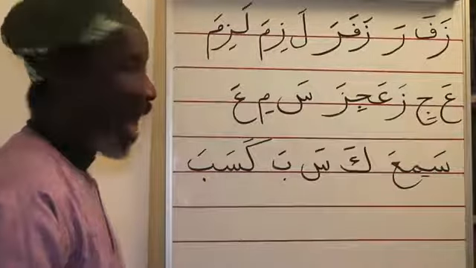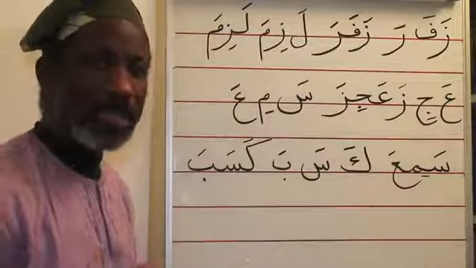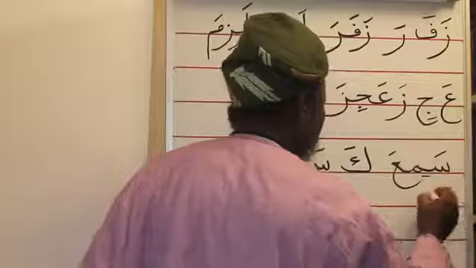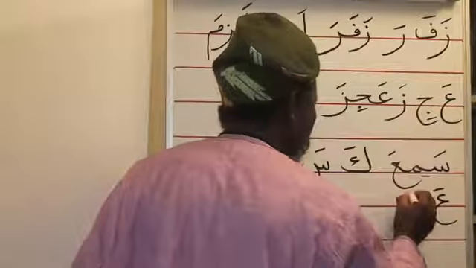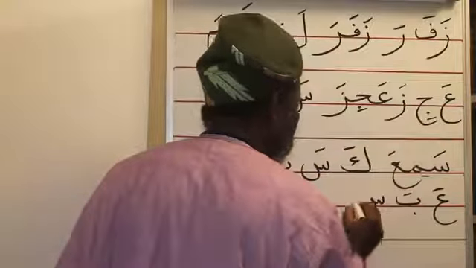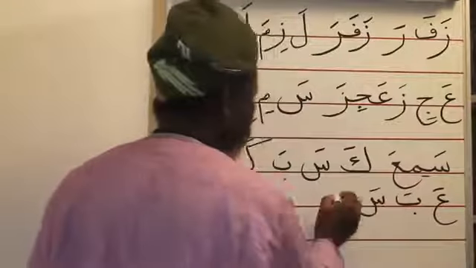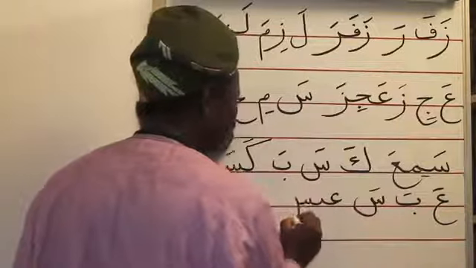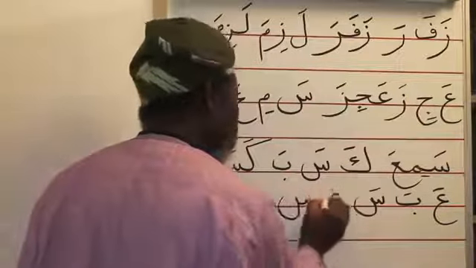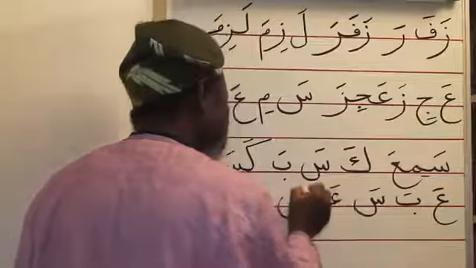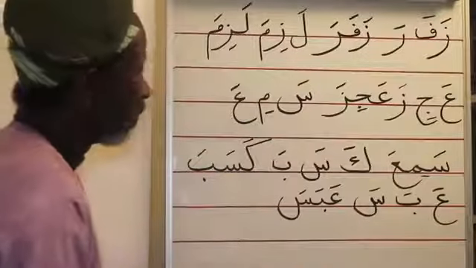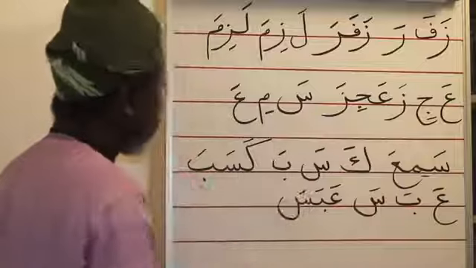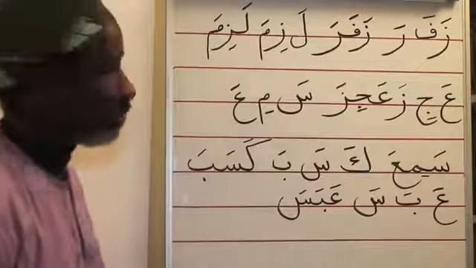Sin in the end will be abasa. A, ba, sa. Abasa. A, ba, sa. Abasa. So sin, beginning, sin, middle, sin, the end.